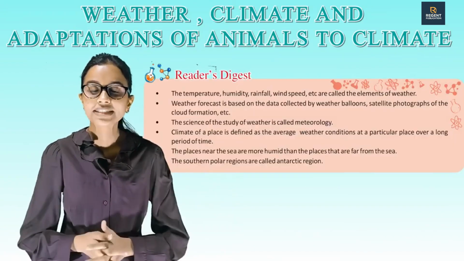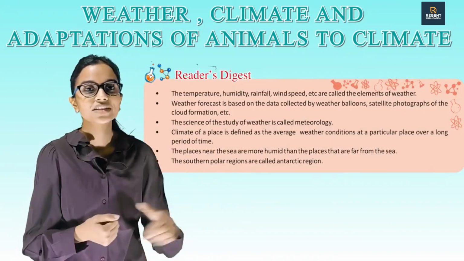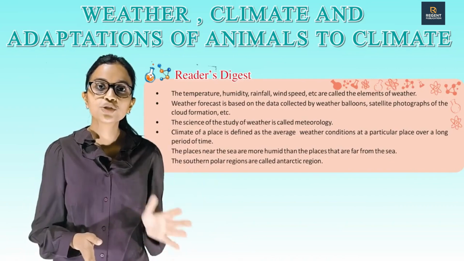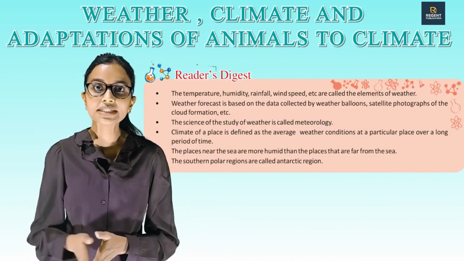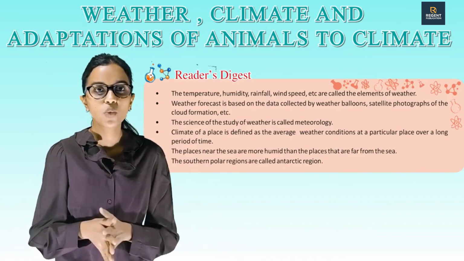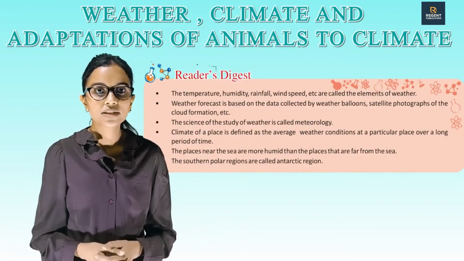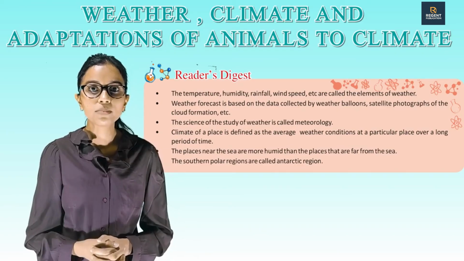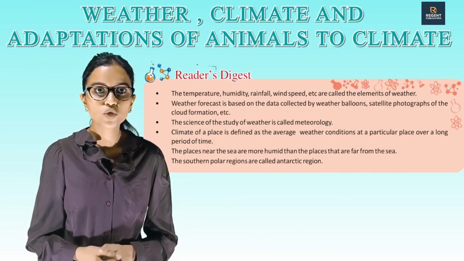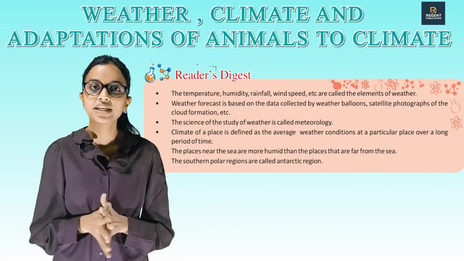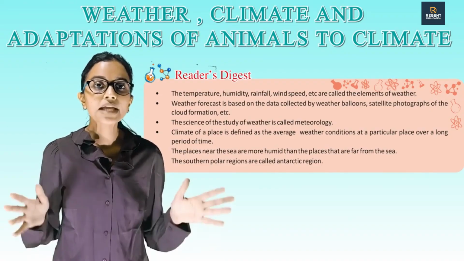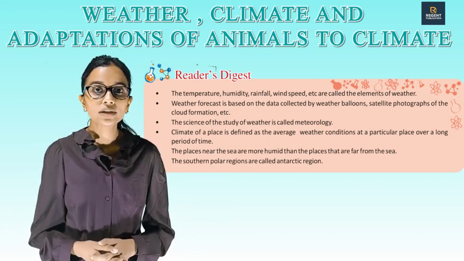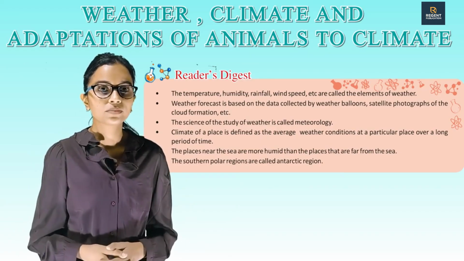So students, it's time for Reader's Digest. The temperature, humidity, rainfall, wind speed, etc. are called the elements of weather. Weather forecast is based on the data collected by weather balloon, satellite, photographs of the cloud formation, etc. The science of the study of weather is called meteorology.